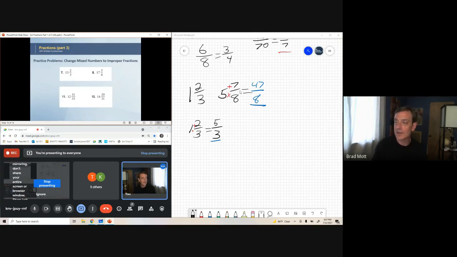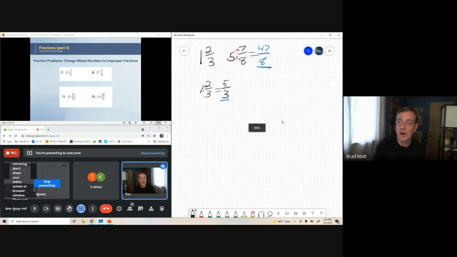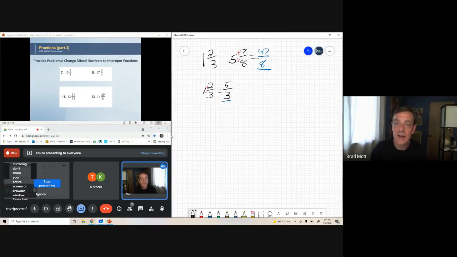Okay, so let's have you guys practice. If you would do number 7, which is 15 2/3, and convert that into an improper fraction. And do 14 29/31, which is number 12, and convert that into an improper fraction as well. I'll give you a little bit of a head start here.